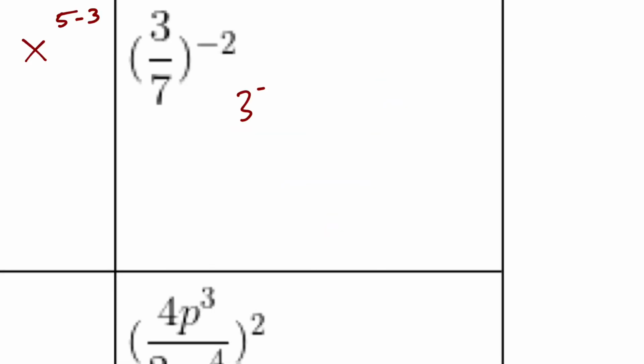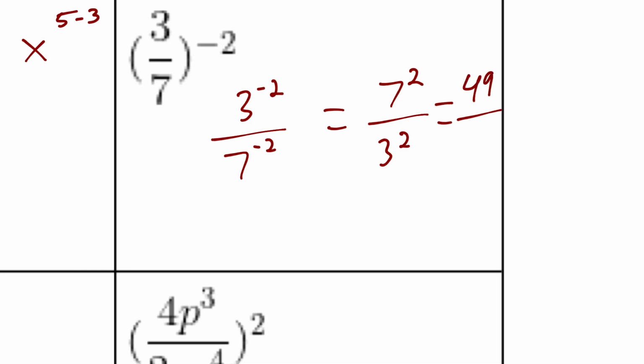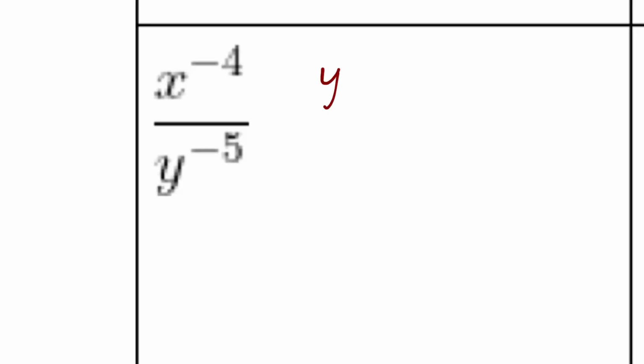This is like 3 to the negative 2 over 7 to the negative 2, and I can flip it and write 7 squared over 3 squared. And this is 49 over 9. To cancel out the negatives, I'm going to put the 5 on top and the 4 on bottom, and I'm actually done.